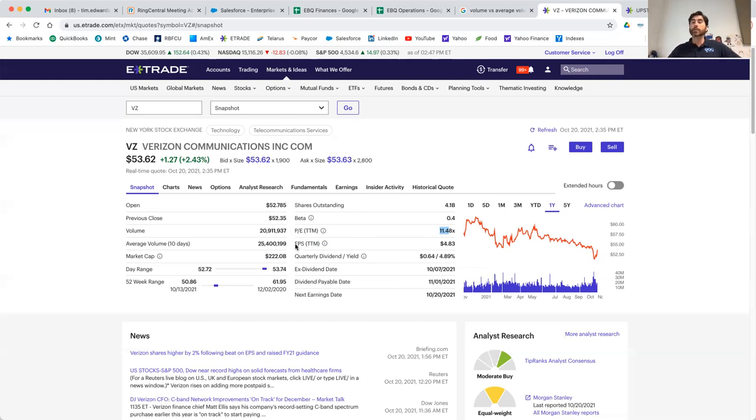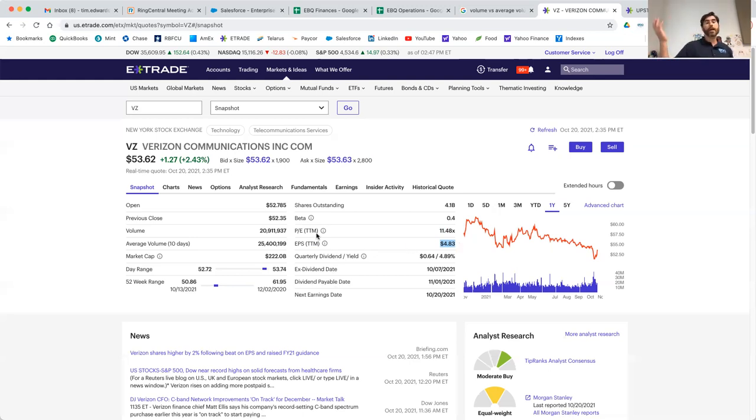Now, this number, the P/E, is going to change all the time. This earnings per stock will stay the same for the trailing 12 months. So TTM, trailing 12 months. For the last 12 months, it earned $4.83. This number won't change until next quarter when they do their next earnings report. Then that number will change.